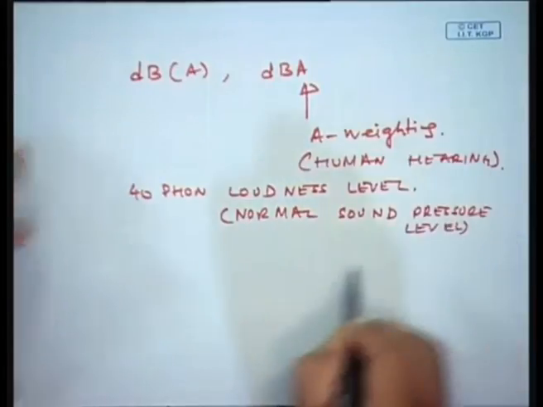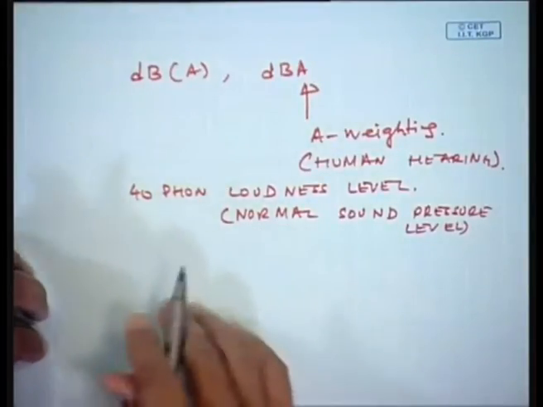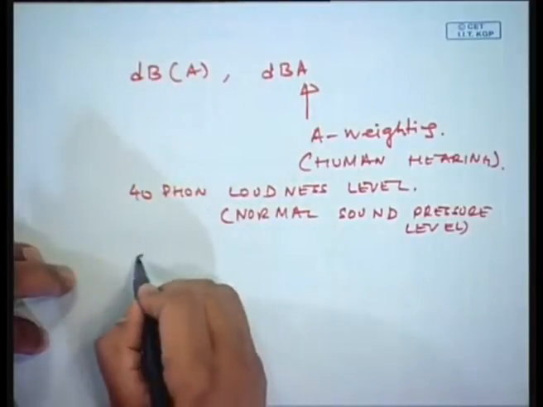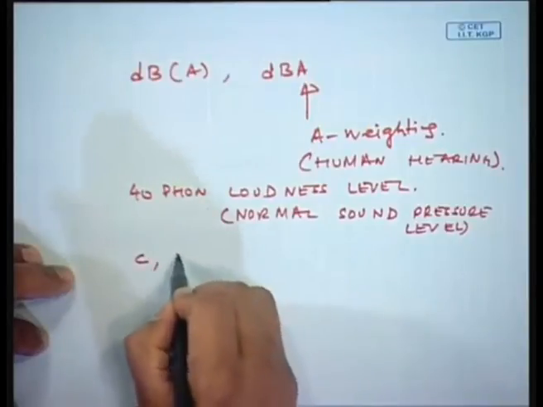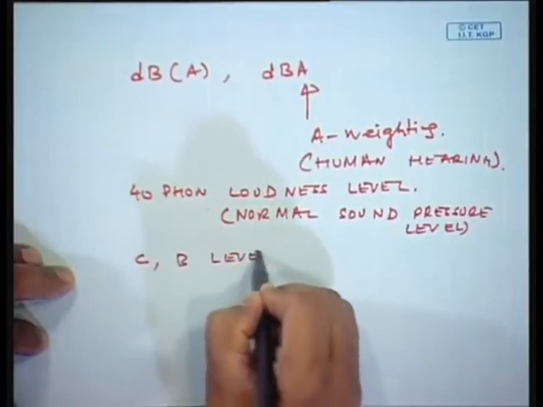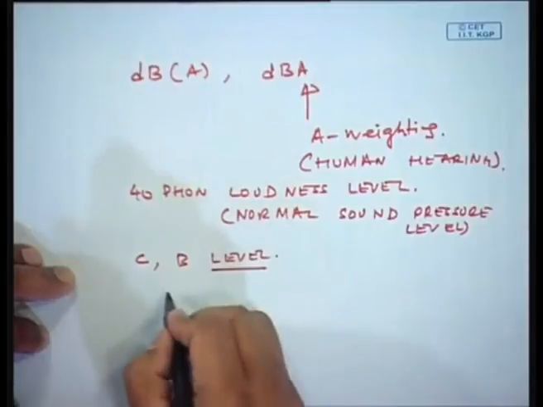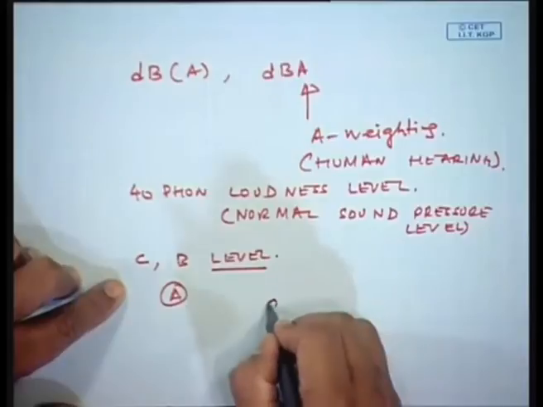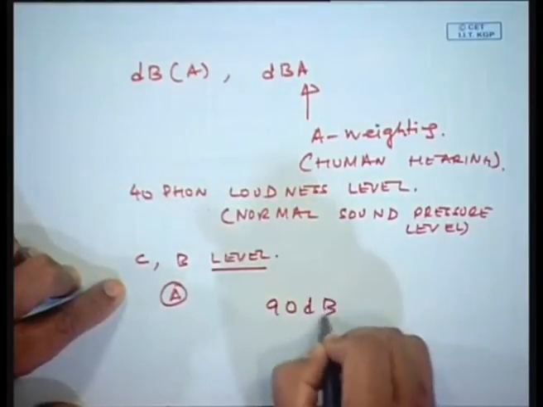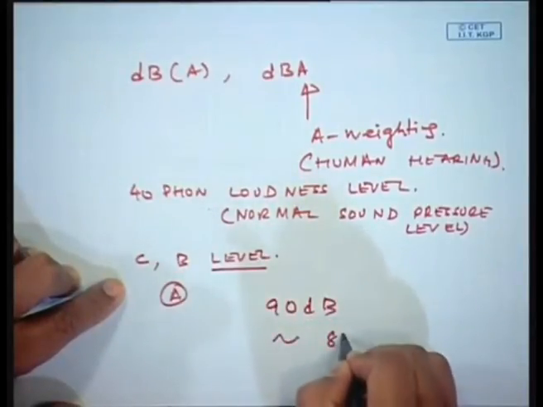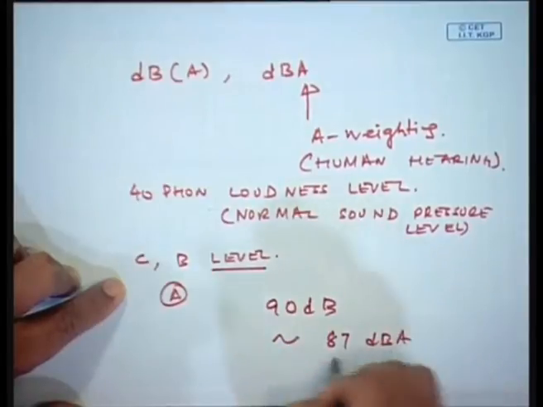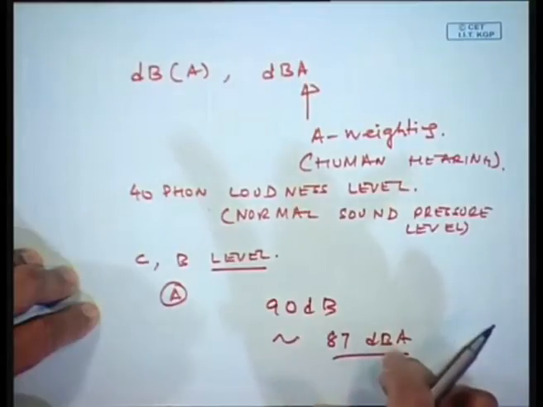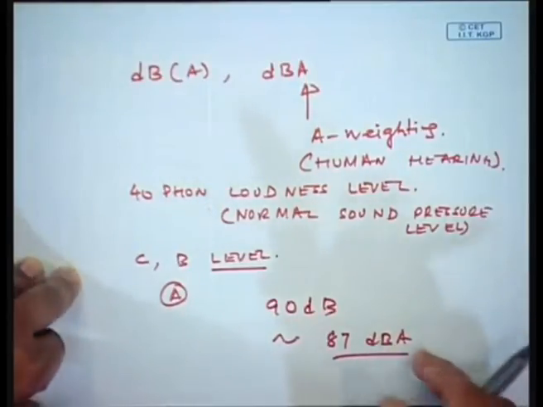When the levels are high, for example, if you are talking about aircraft takeoffs, very large noise levels, there are also a C level and a B level, but the international convention is to use the A weighting. If A weighting has been written, the same 90 decibel could be 87 decibel dBA, because this means it has significant low frequency levels. Okay, low frequency signals are there.